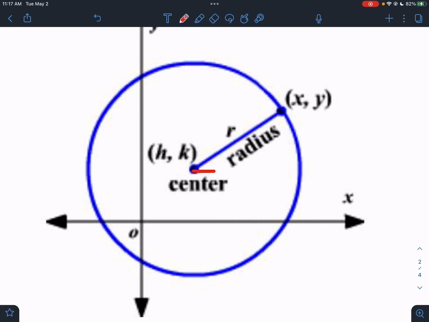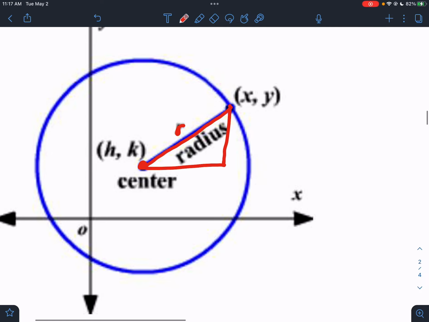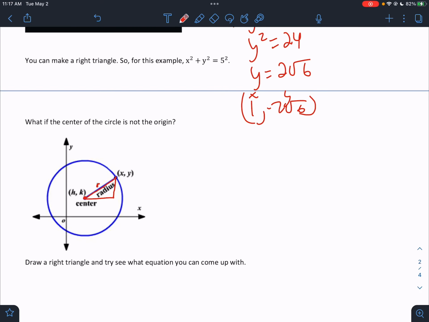It's the same idea. You draw a right triangle. The radius is locked in. The center is locked in. Now, have you ever seen H and K before? I think most of you have not. Just a real basic idea of what H and K is. I just think of it as the most important spot on the picture.